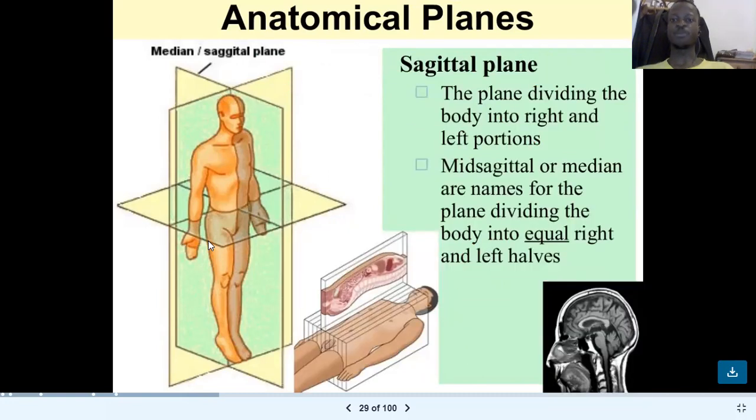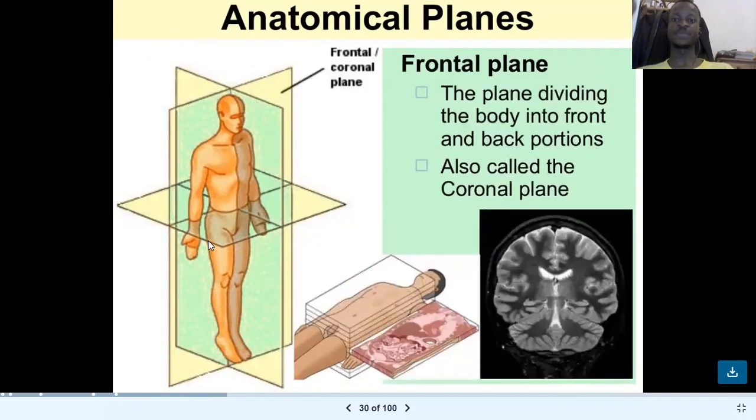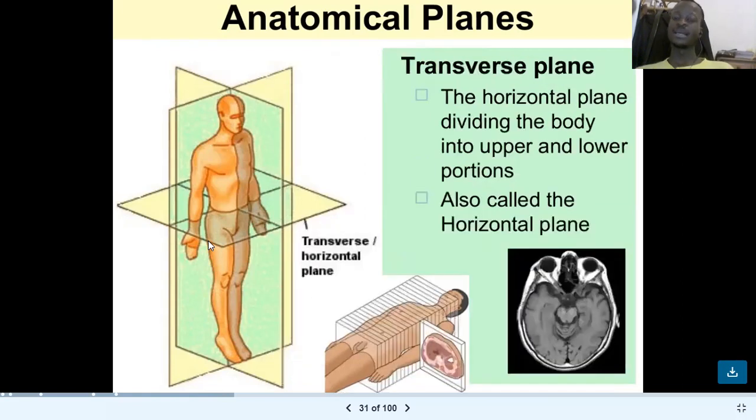The sagittal plane equally divides the body into a right and left portion. Then that is the frontal plane that I said can also be referred to as the coronal plane. It divides the body into a frontal portion, the front, and a back portion. Then the transverse plane divides the body into an upper portion and a lower portion. Transverse plane can also be referred to as the horizontal plane.